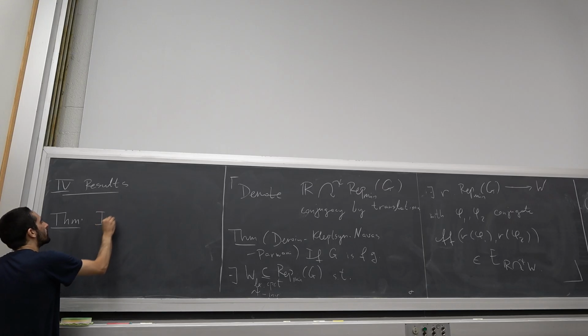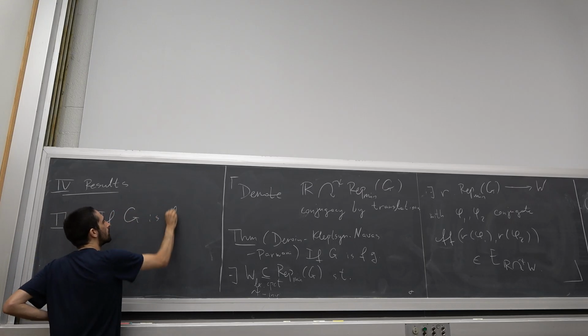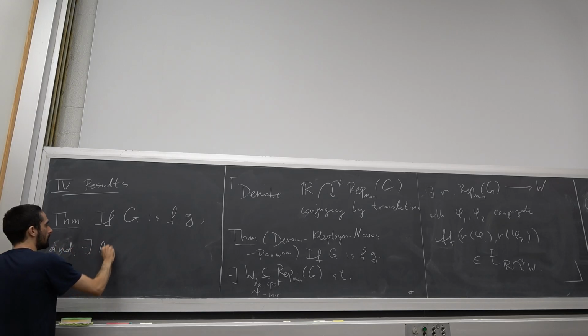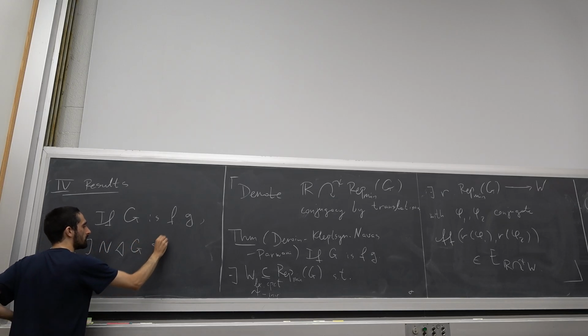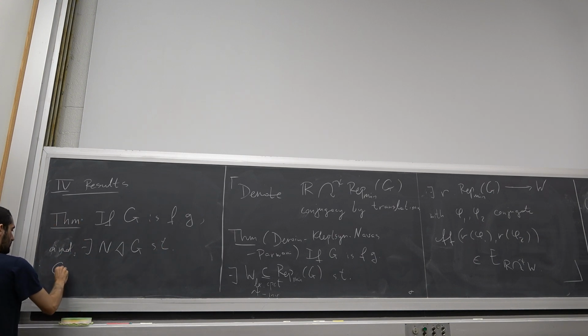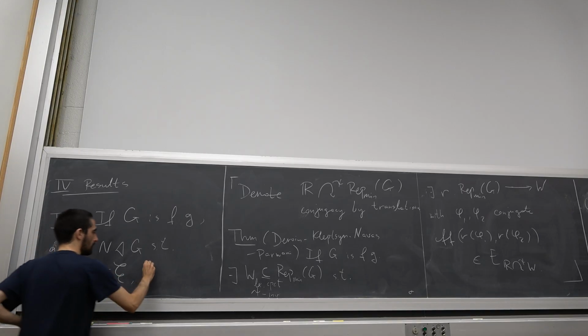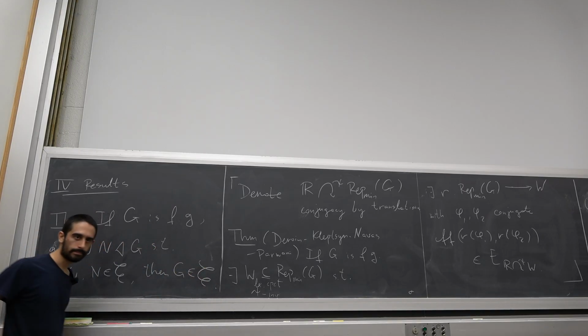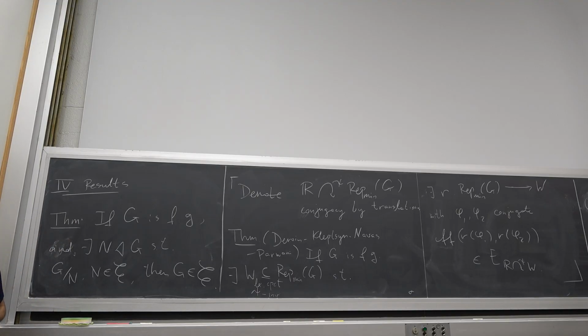First thing is, if G is finitely generated, and G contains a normal subgroup such that both the quotient and the kernel are in C, then G is in C. Yes.